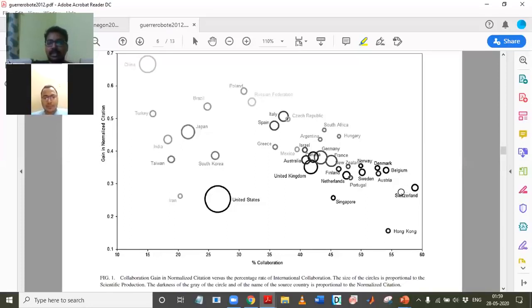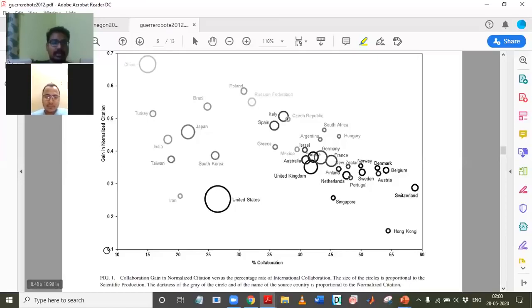Again, if you see countries like Sweden, they are collaborating a lot, on 50 to 60% of their papers. And when you look at China, China is a very good beneficiary. Though they are collaborating only on roughly 15% of their papers, you can see their citations have gone up significantly.